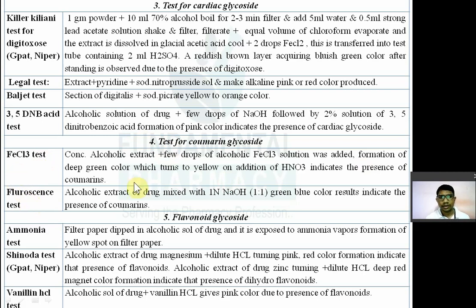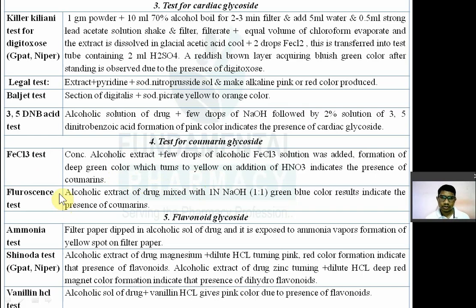In the ferric chloride test, take a concentrated alcoholic extract of the drug and add a few drops of ferric chloride solution. Formation of a deep green color which will turn into yellow on addition of nitric acid, HNO3, will indicate the presence of a coumarin ring. So coumarin glycosides have a coumarin ring, and that ring will give you a deep green color which will turn into yellow with this ferric chloride test.